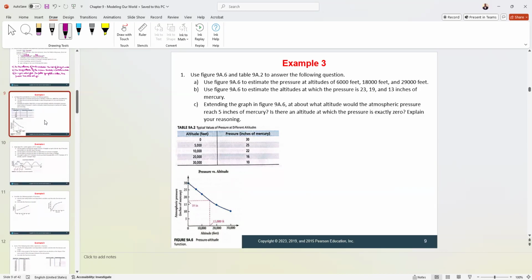So use that figure 9A.6 to estimate the pressure at an altitude of 6,000 feet. First of all, you need to see where 6,000 lies. Where would you say 6,000 would lie? Somewhere here, right? No, it would be more than that, less than that. Because if 5,000 is here, 6,000 is probably here.